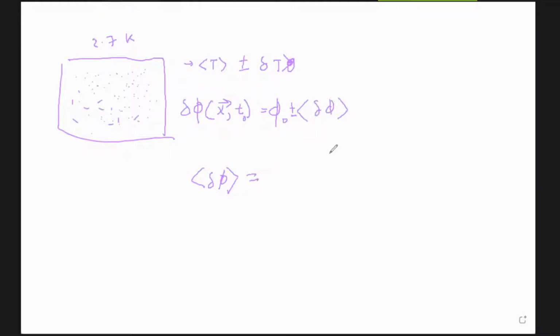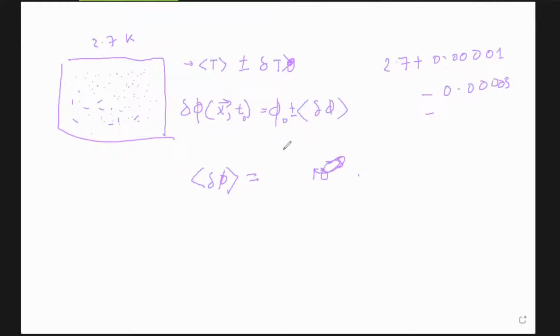10 to the power minus 5. So delta phi is more or less 10 to the power minus 5 times the mean value. So the mean value is 2.7. So different points will give you different values. Some point will give you 2.7 plus 0.0001 or 0.0002. Some point will give you minus 0.0003, something like that. Is it clear for everybody? Now every point will have fluctuations. Yes?